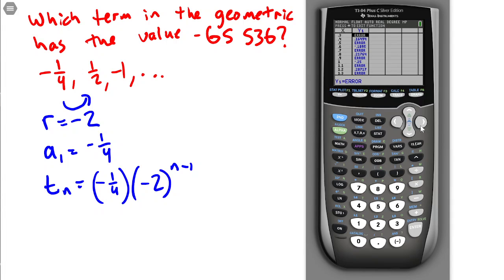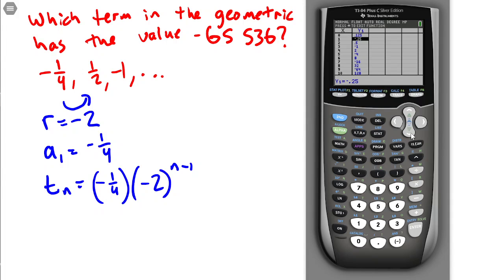Oh, we're getting decimal values. Okay, I'm going to go into table set and change it so that my start value is, let's start at term 0, which is actually before we start. And my change value in my table is 1. Go back to my table of values. And there we go. Okay, so cool.